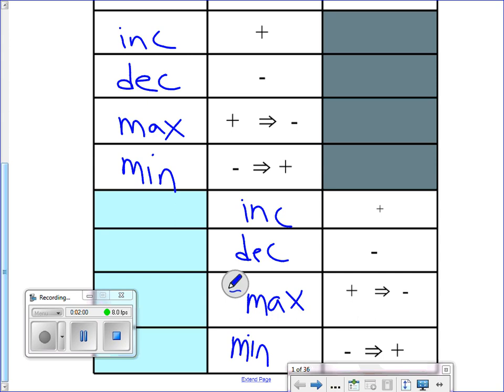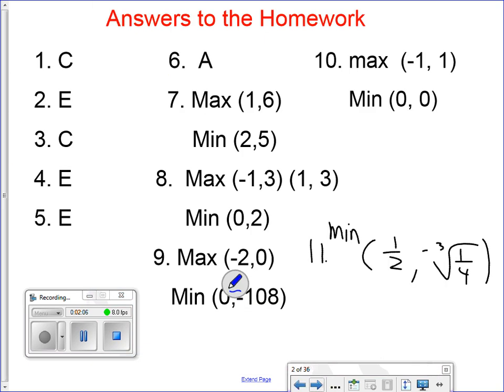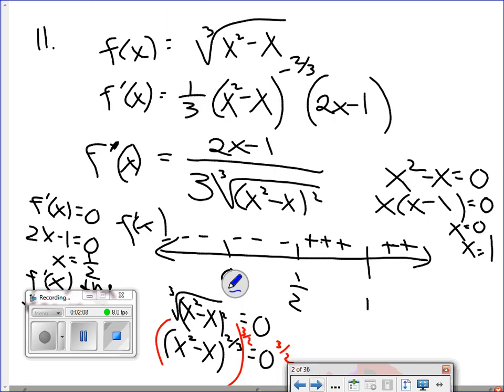If you look at the next set, I really did something dumb when I made the sheet. I said the yellow boxes. You guys don't have yellow boxes. We'll get back to the homework in a second.